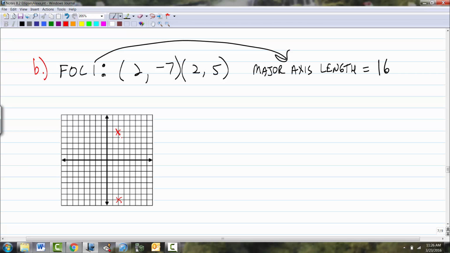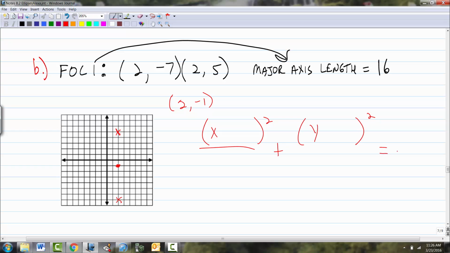All right. So where's the center? In the middle. 2 comma negative 1. 1, 2, 3, 4, 5, 6. Okay, so the center is 2 comma negative 1. So again, I just fill this standard form out as is every time, and we'll figure out what goes where.